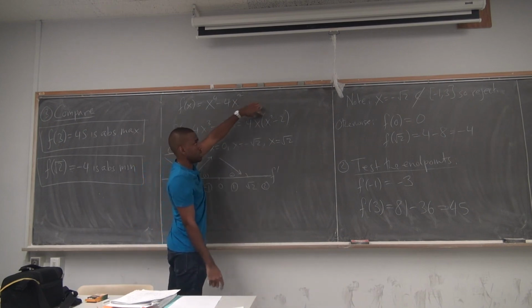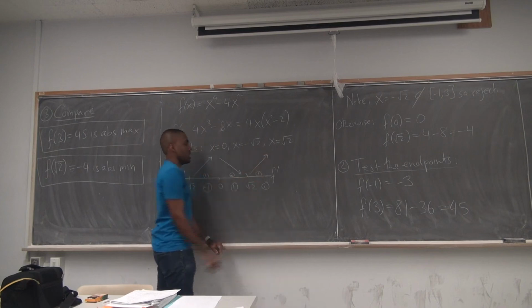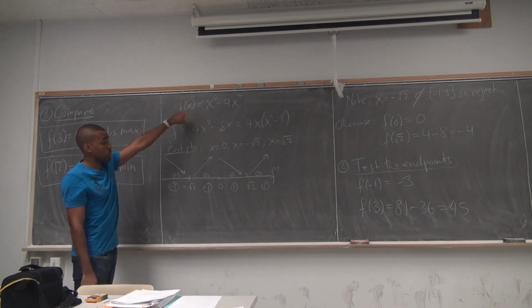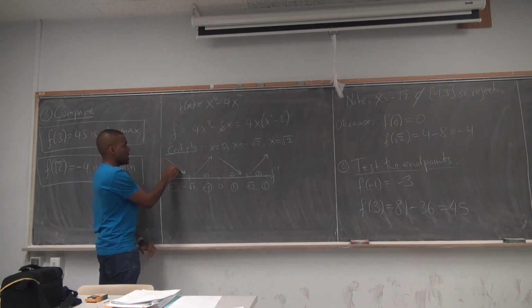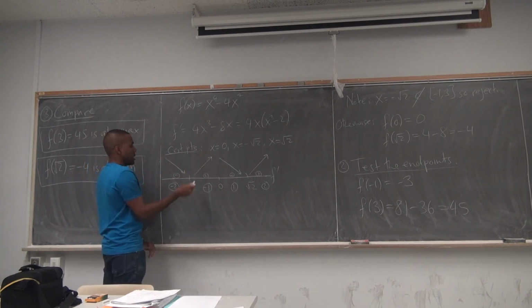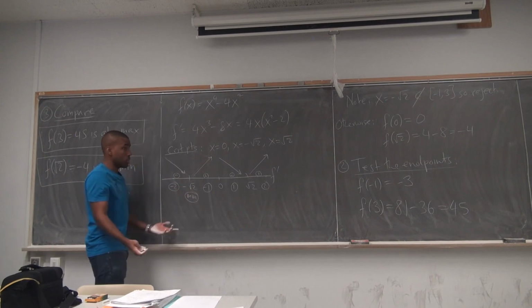Plug in a 2, positive, positive, multiplication is positive, you're increasing here. Now notice this is a polynomial, so the function is continuous, it exists everywhere. Meaning, if I'm decreasing and then increasing, and I exist at this point, what is this point? It has to be a minimum. In fact, it's a local minimum.